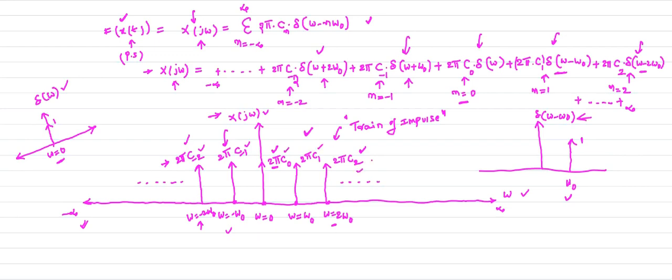So this is about the Fourier transform of the periodic signal. This is very important. From the examination point of view, this is a very important essay question: find out the Fourier transform of a periodic signal. The question is given like that in the examination.